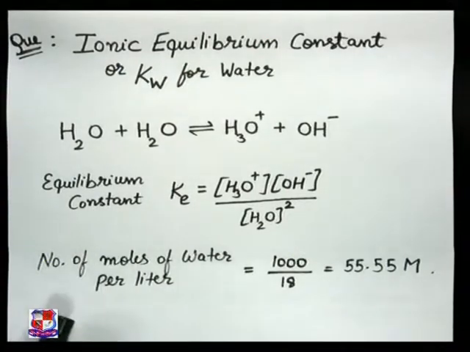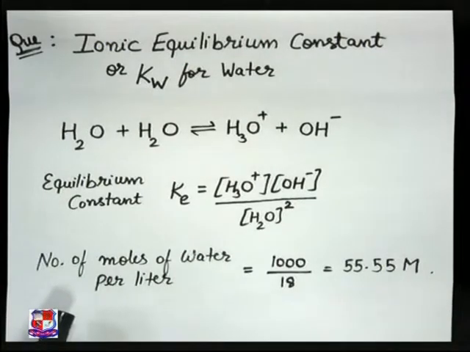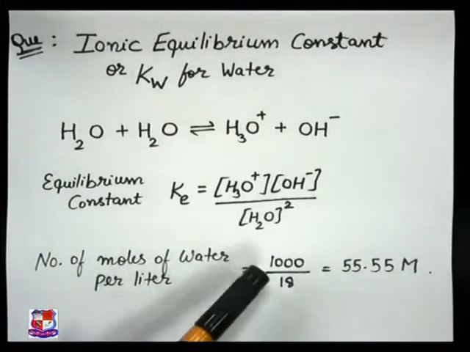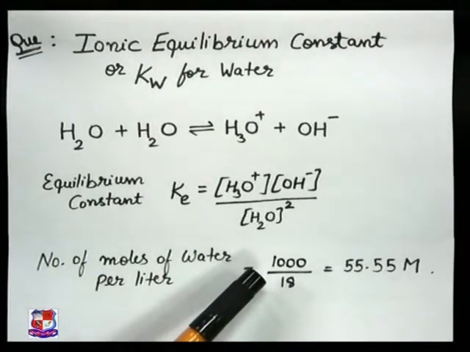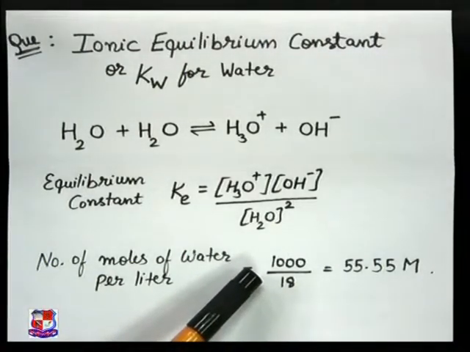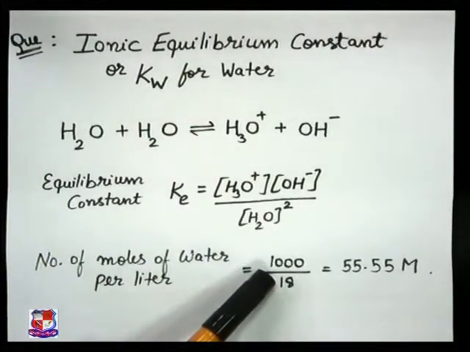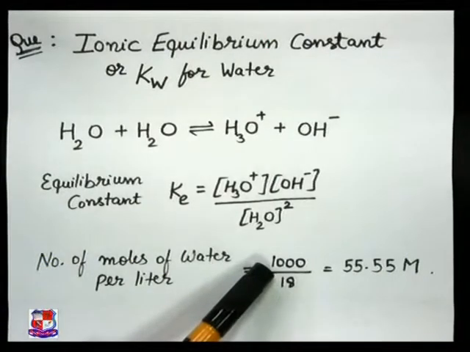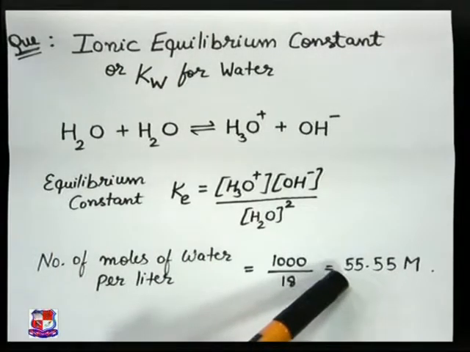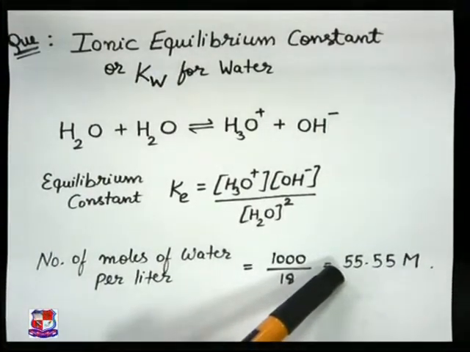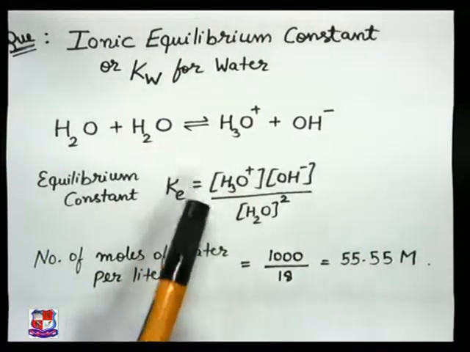Now what happens? Number of moles that are present in 1 liter of the water can be given as 1000 upon 18. Okay, so this 1000 upon 18 basically gives you the number of moles. From where does this 18 come? It is basically the molecular weight of the water, that is calculated as 18. So when you are dividing 1000 by 18, you ultimately end up with the moles of 55.5 molar concentration. Okay, so this value has to be substituted in this equation in the next step.